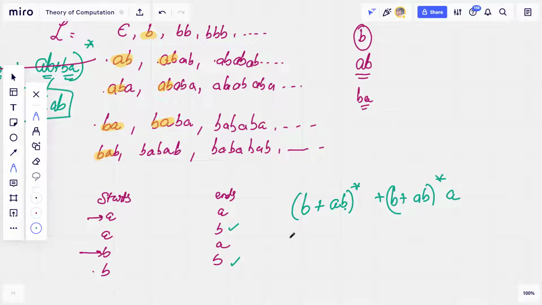Now you can again simplify it. It will be B plus AB star. I'm taking it common from the left hand side. Then it will be equal to A plus epsilon, or epsilon plus A. You can change the order in the union. Epsilon plus A is equal to A plus epsilon only. So this is our regular expression.